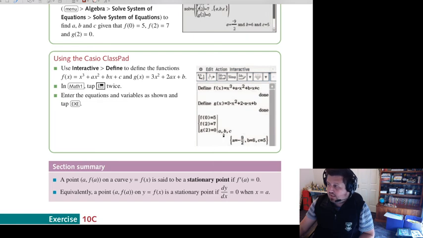From there, it's saying, hey, can you solve for a, b, and c? And you can do it with your CAS calculator that way as well. So it's worthwhile checking that out. That is the way you could do that one on your CAS calculator for example number 14.